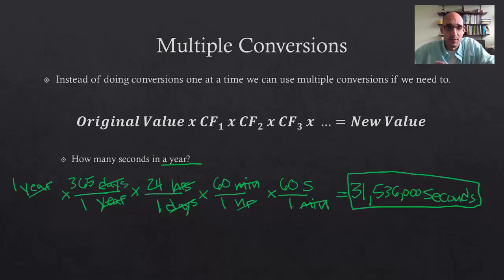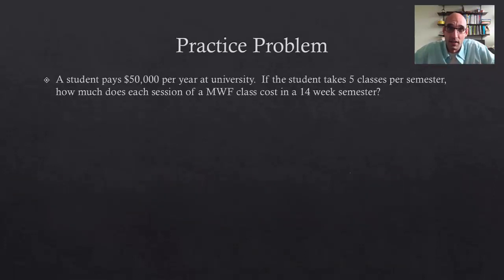This next slide here, I love to do this in my class, and it's somewhat humbling, I'm sure. If a student pays $50,000 per year at university, if a student takes 5 classes per semester, how much does each session, so each time you walk into a class, Monday, Wednesday, Friday, cost for a 14-week semester? Let's start with this. What is my original number? $50,000 per year, okay? That's my original number.